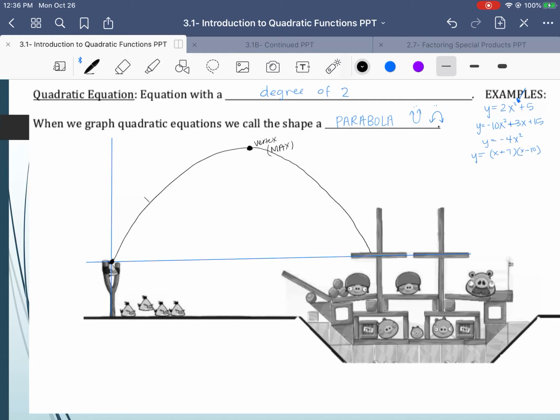Notice it's increasing in height for a little while. So we would call this increasing on the left side before the bird starts to decrease in height. I guess I should write decreasing because I wrote ing. Those are two key features that we're going to focus on today: an increasing and a decreasing interval.